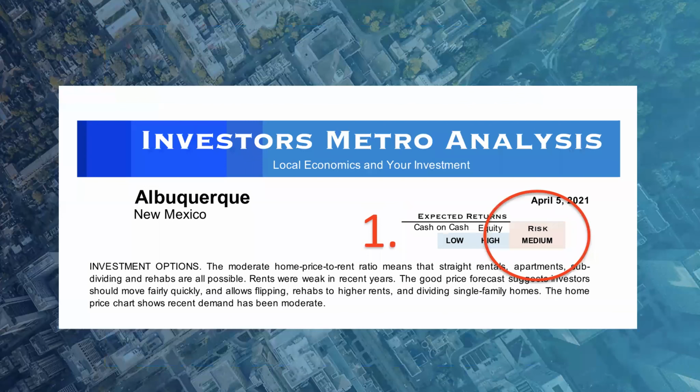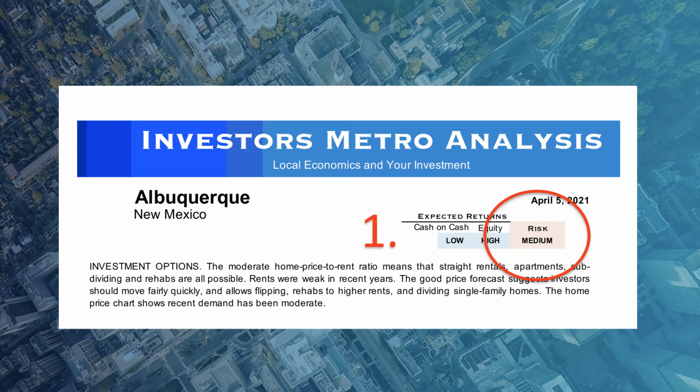First, what can the economy in a market like Albuquerque tell us about the risk of investing there? The risk stems from the current and future demand for housing, which in turn depends on how well the local economy performs. We'll look later at the details of calculating this risk, but it's simply summarized in the risk rating on the first page of the metro analysis. The risk can be high, medium, or low. In this example, the risk is medium.